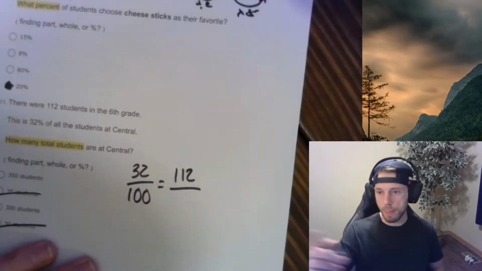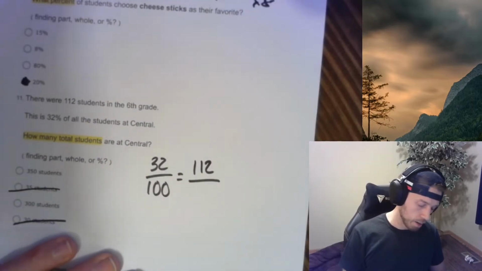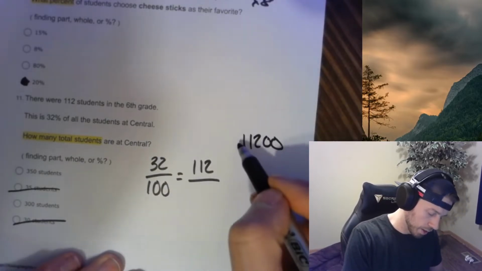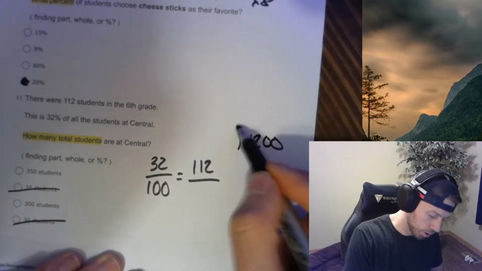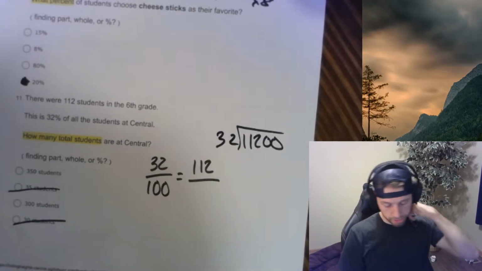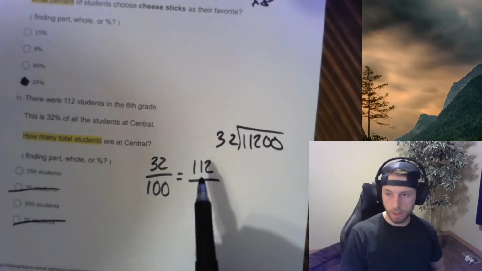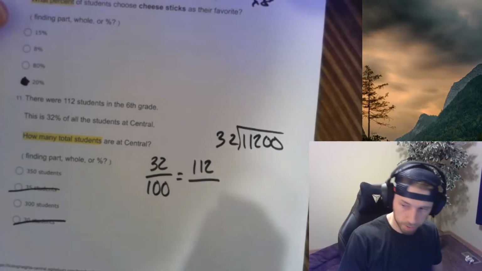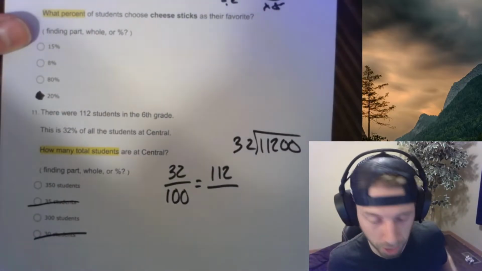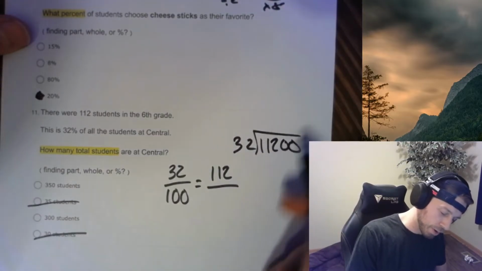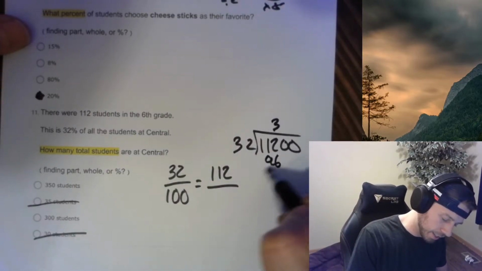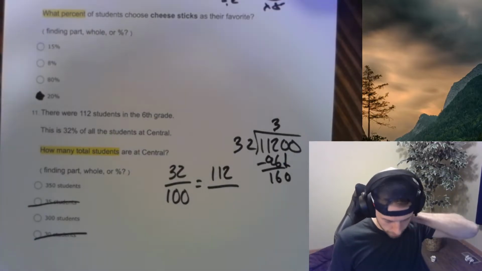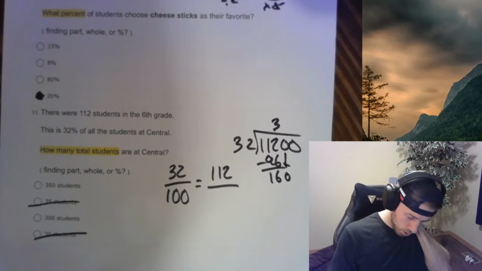So let's go ahead and let's use the cross multiply and divide method here. This is going to be 100 or 11,200. I'm going to multiply or divide by 32. And this is an annoying problem. Thank you, Miss Edwards. This is a good problem. 32 will go into 112 3 times. It's 96 with 16 left over. And then we go down, and then 32 will go into 160.